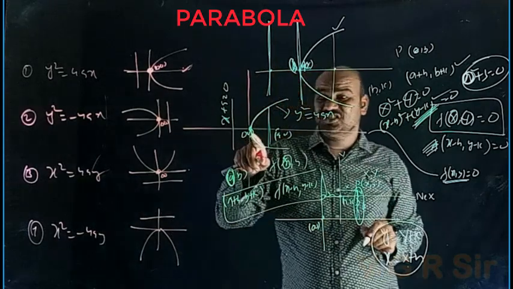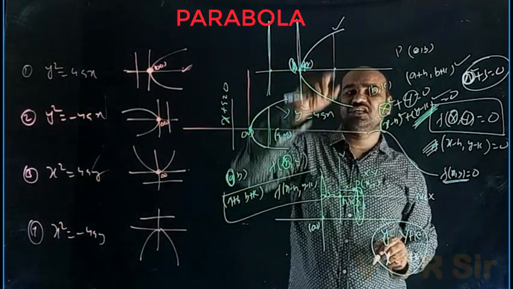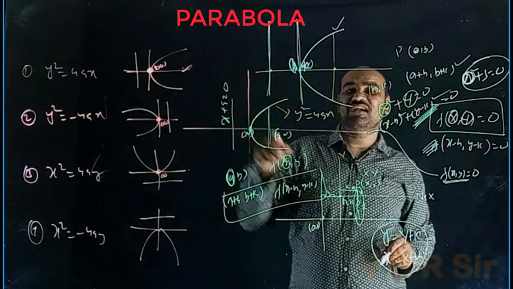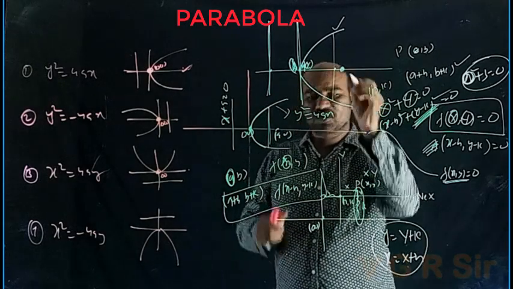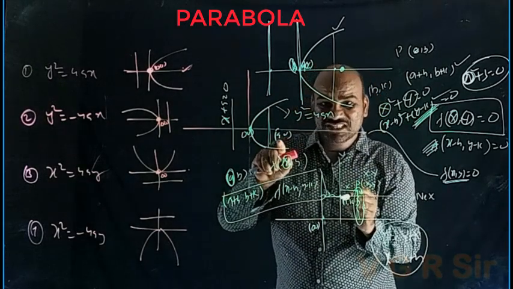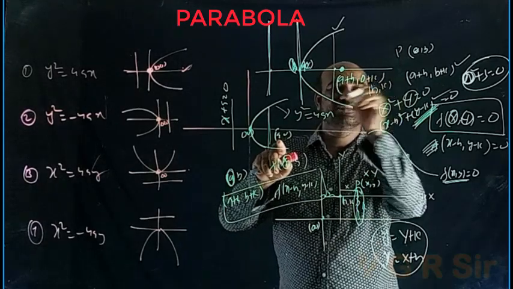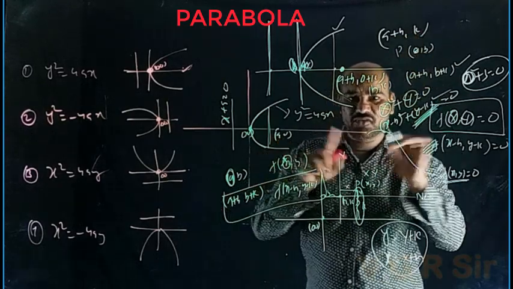Focus is a comma 0. So if origin is shifted to h comma k, what is the focus? What is the locus equation of the parabola? What is the locus equation of the directrix? Everything should be found. First of all, I want to find the focus. A comma 0 becomes a plus h comma 0 plus k. That means a plus h comma k is the new focus. Don't confuse.